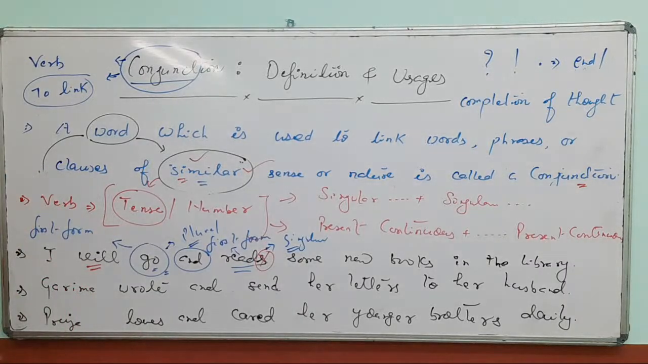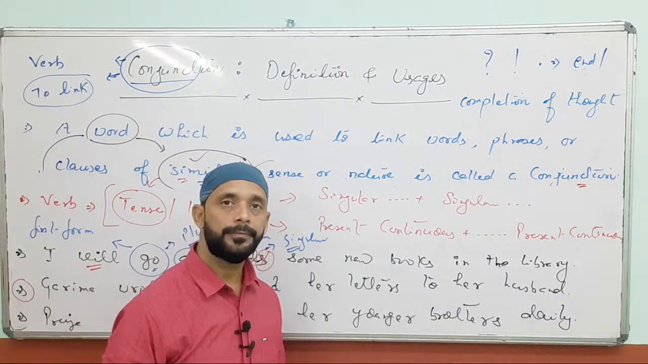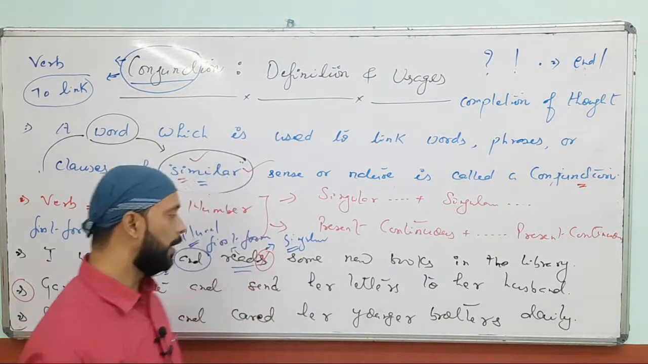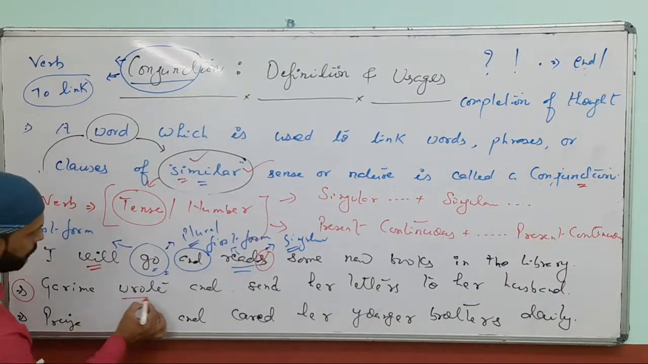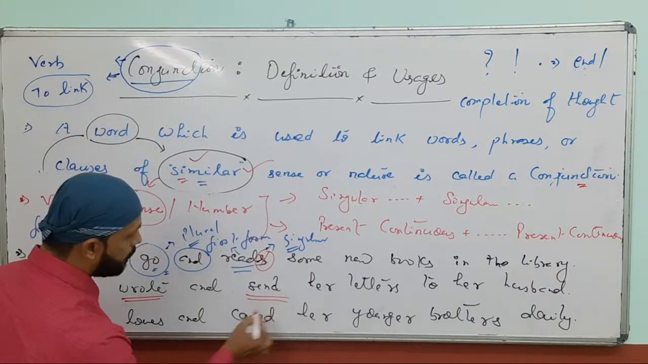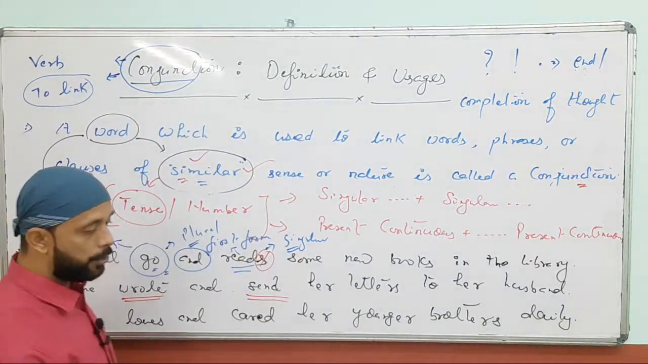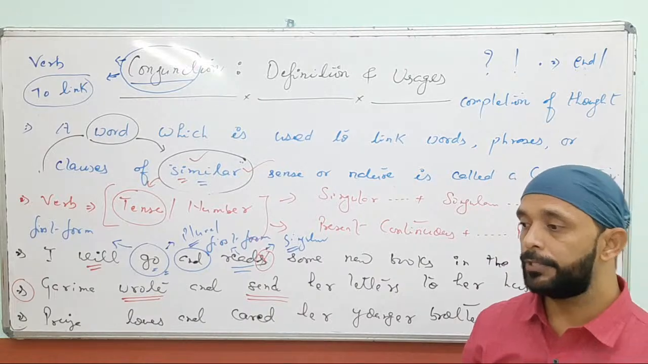Now I'll move to the next one. Garima wrote and sent her letters to her husband. You try to see. Once again you find the difference. The difference is here. Wrote, that's the second form of the verb. Send, that's the first form of the verb. I try to show you that with the differences, there is a difference of the tense as well.